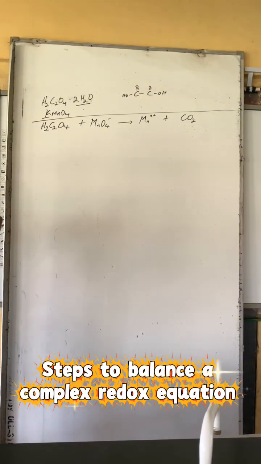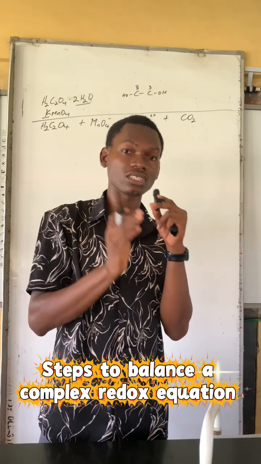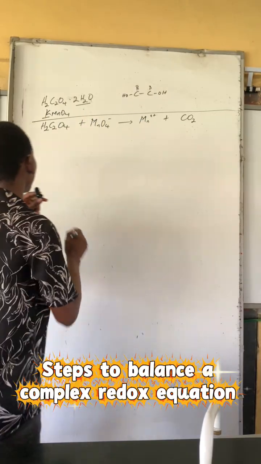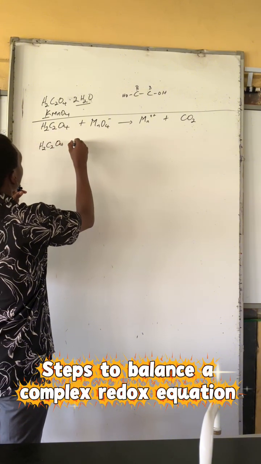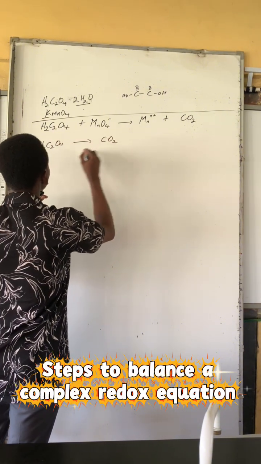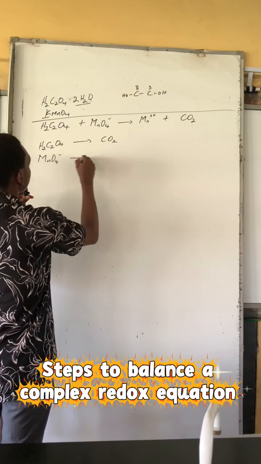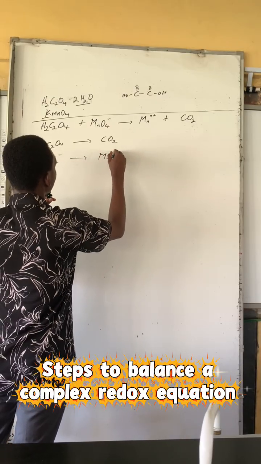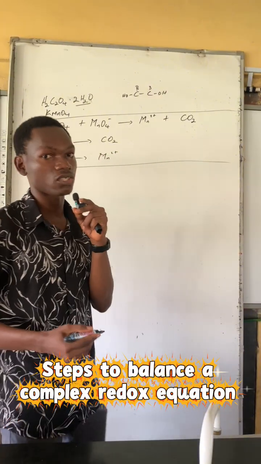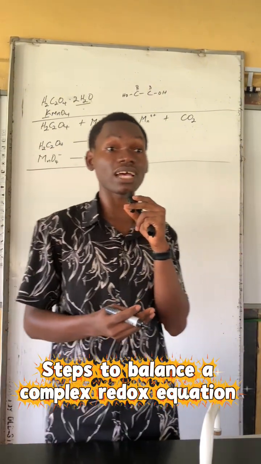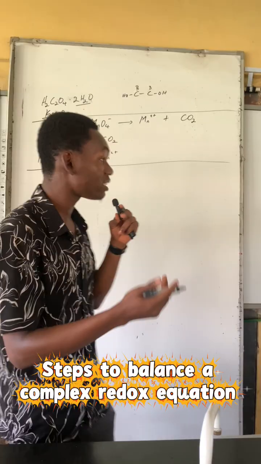How do we balance this? First of all, we have to divide this equation into two halves, the oxidation half and the reduction half. So the oxalic acid giving us CO2, and our MnO4 minus to our Mn2 plus. Now, which of them serves as the oxidation half, and which serves as the reduction half? Let's simply identify that.